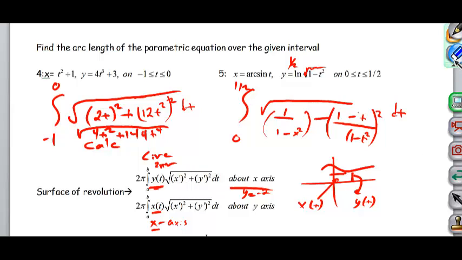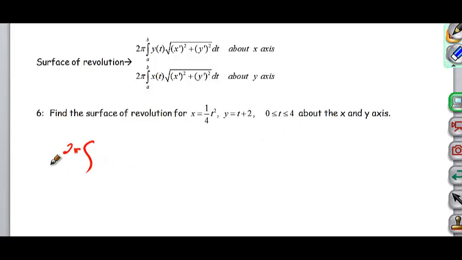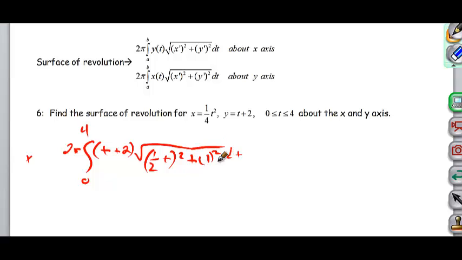Alright, let's see what we got. For this one, all we have to do is we need a 2 pi. And if we want to go about the x-axis, we put the y of t, so t plus 2, keeping it in the same order. We have some bounds, 0 to 4, and then the square root of your arc length: x prime, which would be 1/2 t squared, plus y prime, which would be just 1 squared, dt.